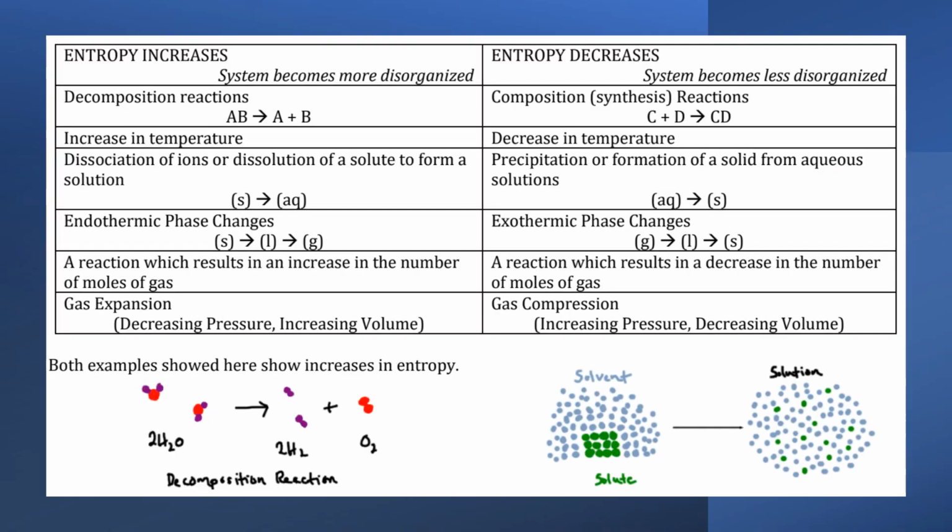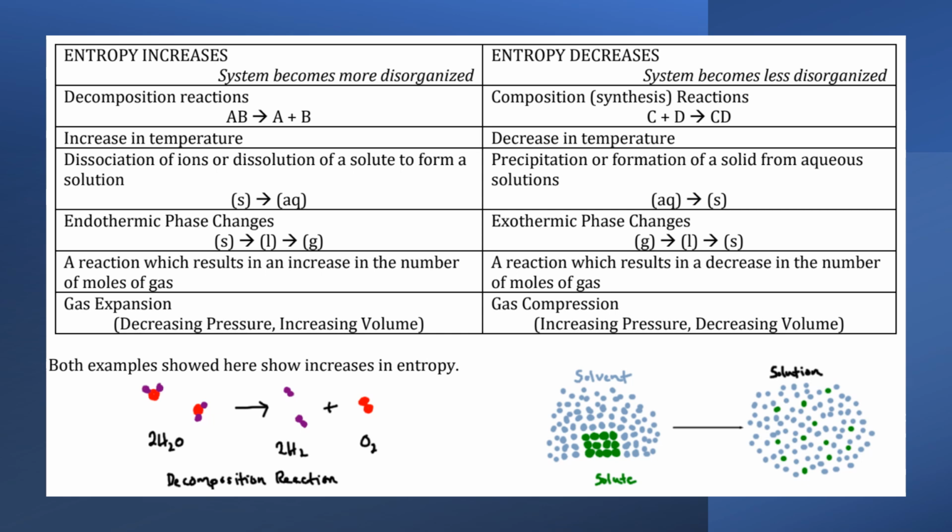Entropy increases, systems become more disorganized. Decomposition reactions are an example. Increase in temperature is related to that. Dissociation of ions from a solid into aqueous. Endothermic changes: solid, liquid, gas. Increasing the number of moles. Gas expansion, so increasing the volume, decreasing the pressure.